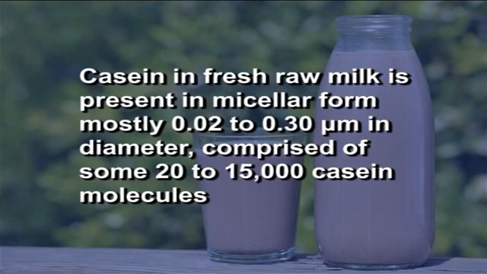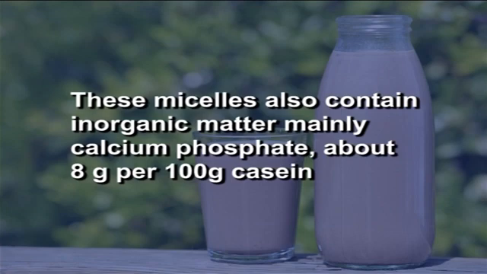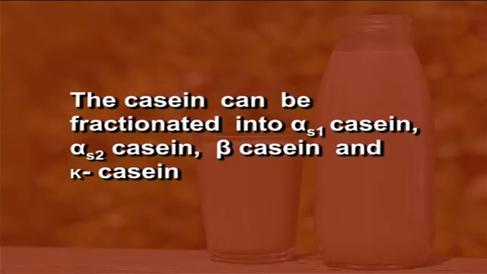Casein in fresh raw milk is present in micellar form, mostly 0.02 to 0.30 micrometer in diameter, comprised of some 20 to 150,000 casein molecules. These micelles also contain inorganic matter, mainly calcium phosphate, about 8 gram per 100 gram of casein. The casein micelles are voluminous and hold more water than individual casein molecules. The casein can be fractionated into alpha S1 casein, alpha S2 casein, beta casein and K casein.